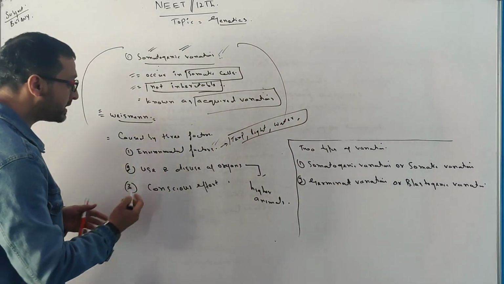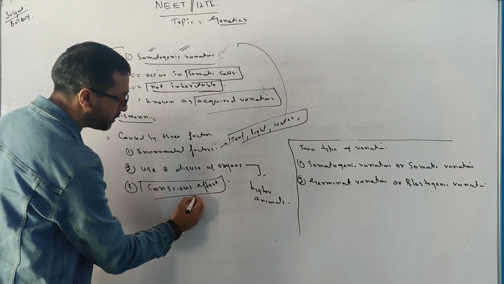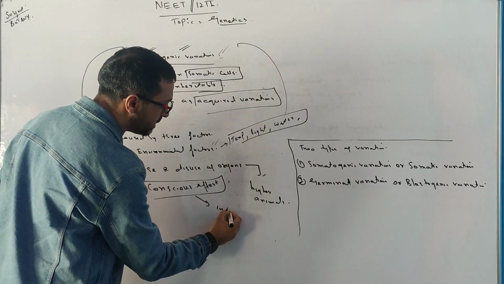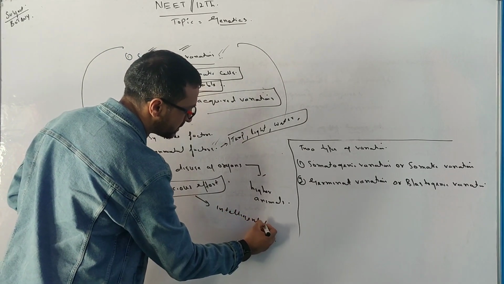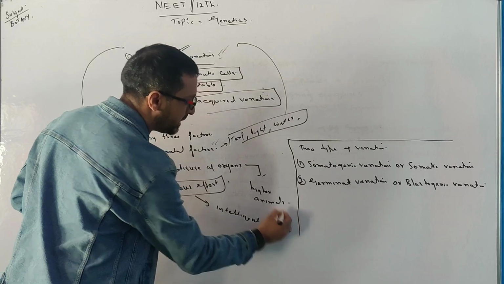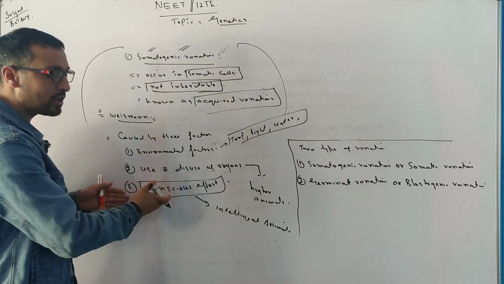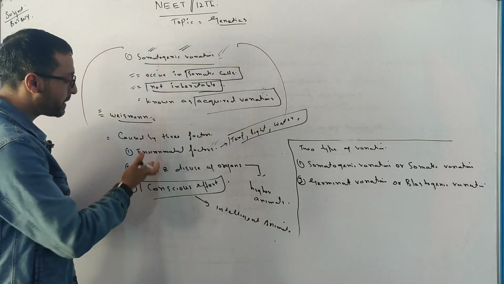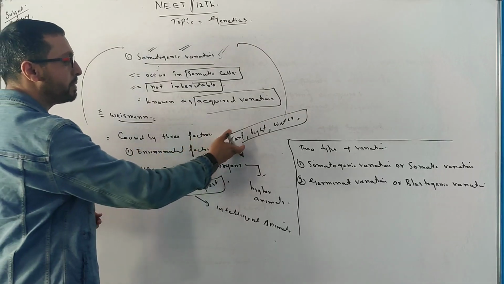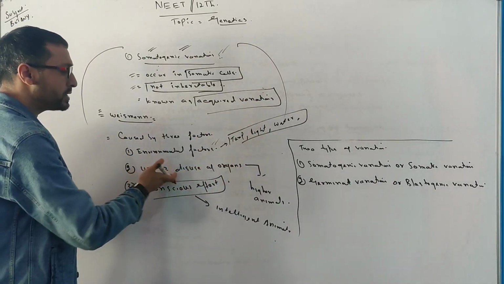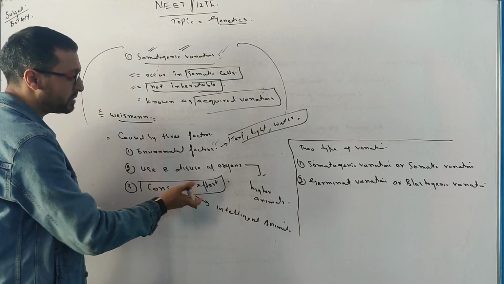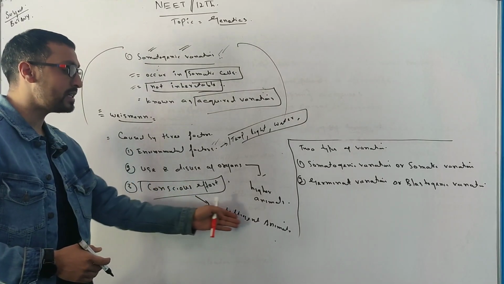After that, as far as conscious effort is concerned, conscious effort is seen in intelligent animals. So these are the three causes of somatogenic variations. Number first is environmental factor: temperature, light, water, and so on. Number second, use and disuse of organs. And number third point is conscious effort. It's seen in intelligent animals.